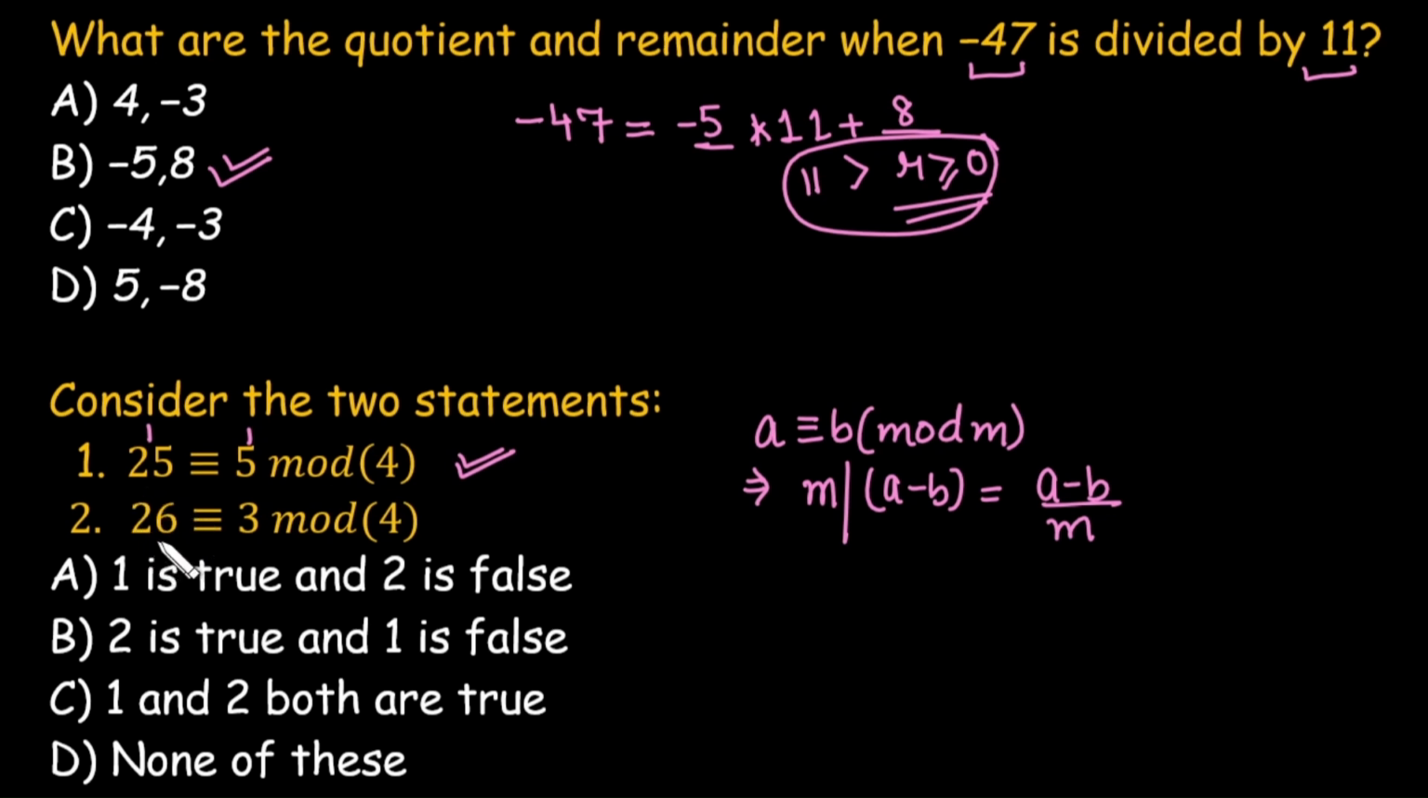For the next case, 26 when divided by 4, what is the remainder? That is 2. Now 3 is not divisible by 4 as it is less than 4, so itself it is the remainder. On the left side we have the remainder 2. On the right hand side it is 3. Both sides the remainder is not equal. It means they are not congruent. Hence only one statement is true but the second is false.